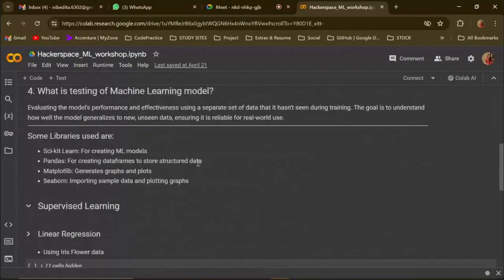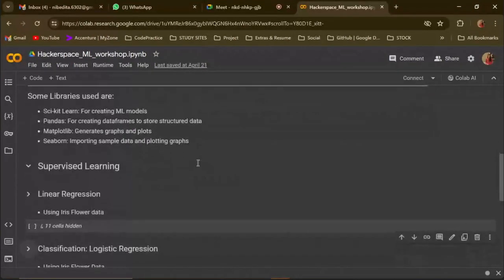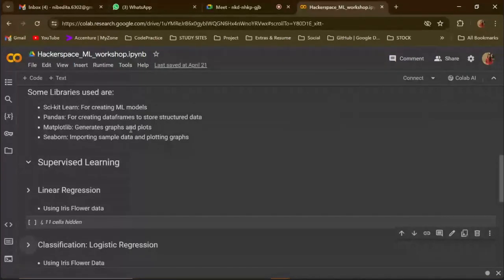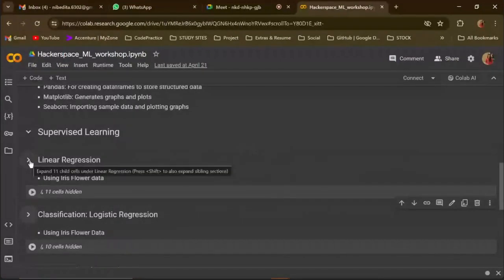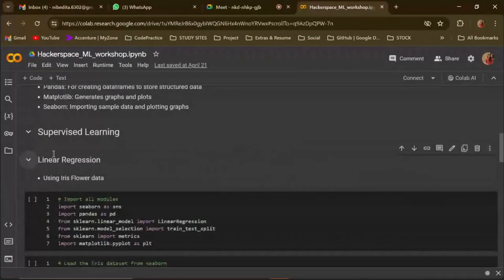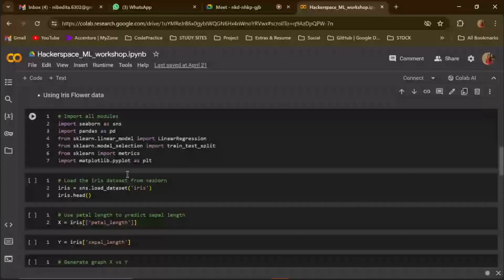No, for now, okay, I'll send you the Colab. You don't need to code with me. If you want, you can, but you don't need to. And if you're using Colab, you don't need to install any of these libraries. Okay. So, let's start with linear regression.